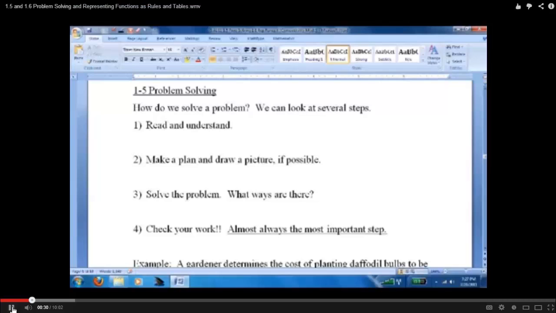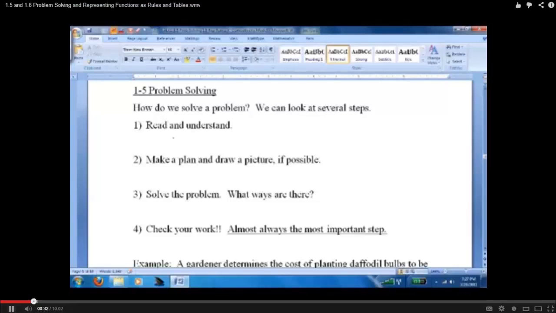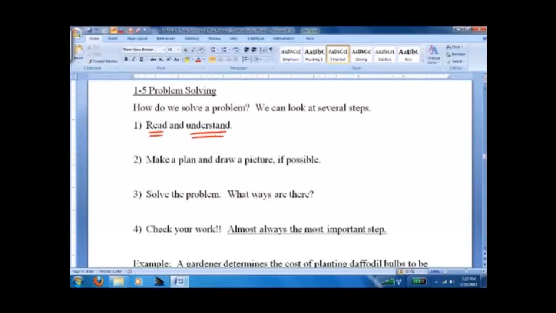So number one, read and understand the problem. Even if you can't put it into mathematical terms, try to understand what's going on. Get a general idea of what you're looking for. Number two, make a plan, and this is my big one. Draw a picture. Of course, that's if possible. Might not be a picture problem. But any kind of picture can often help a student envision what is going on.